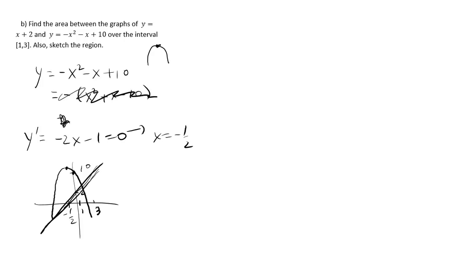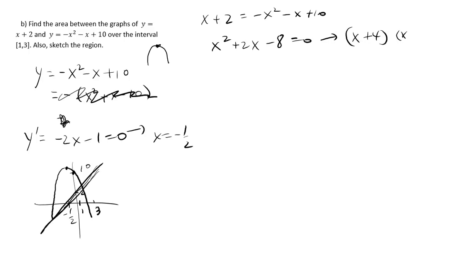Well, we need to know where they actually meet, so let's try to set them equal to each other and figure out where they actually meet. When I move everything to the left side, I get x squared plus 2x minus 8 equal to 0, and that factors as (x plus 4)(x minus 2) equal to 0, so x is negative 4 and 2. So they actually meet here at negative 4 and meet here at 2, so I guess this point is like 2 at 1 and 3, you get these shapes.